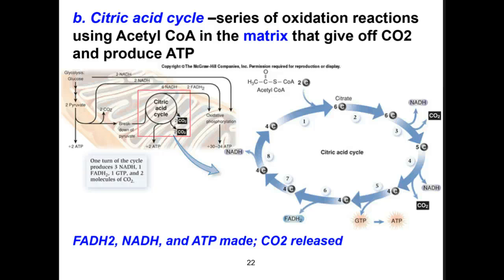During the mitochondrial reactions here, carbon dioxide is generated as a waste product, which diffuses out of the cell and into the blood, which carries it into the lungs where it is exhaled.